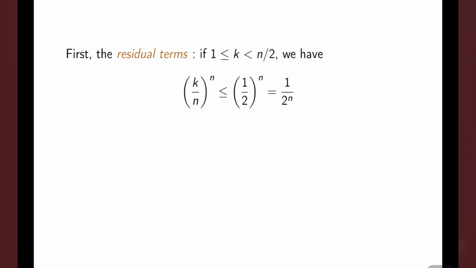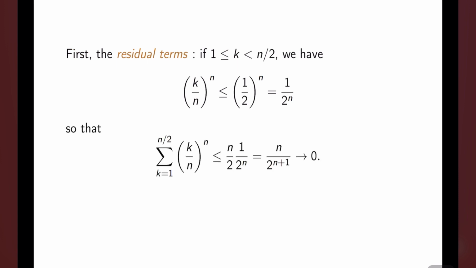All right, so let's first deal with the residual terms. So what do we get? If k is between 1 and n over 2, k divided by n is less than 1/2. So to the power n, it's less than (1 over 2) to the power n. And because of that, the following sum is less than (n over 2) divided by 2 to the power n. And n divided by 2 to the power n plus 1 simply goes to 0. So for the residual term, the sum will just vanish at infinity.